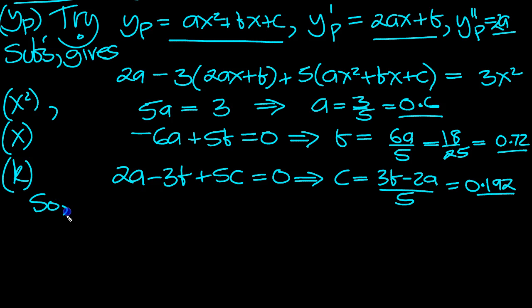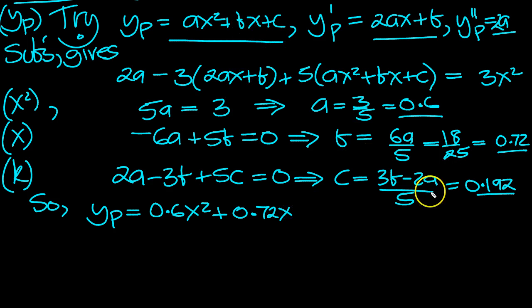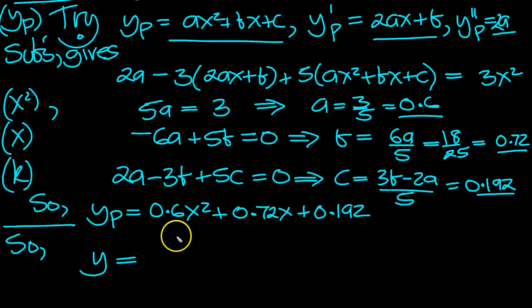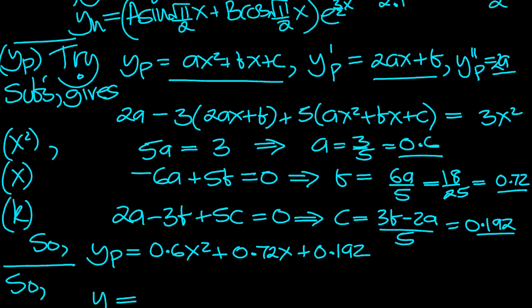So yp then is equal to a, which is 0.6, x squared, plus b, which is 0.72 lots of x, plus c, which is 0.192. So there's the yp part of the problem. Now we can combine them and get the general solution. So y equals yh plus yp. Let's scroll back up slightly to get yh. There's yh. Let's put that in.